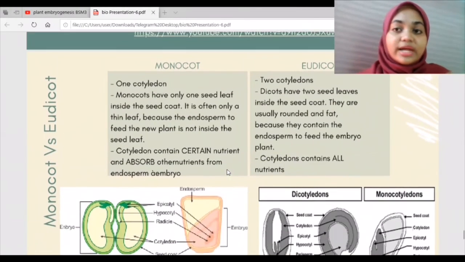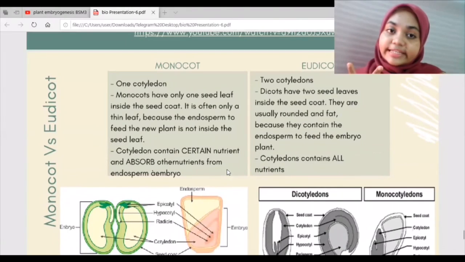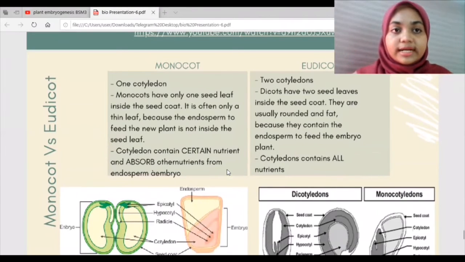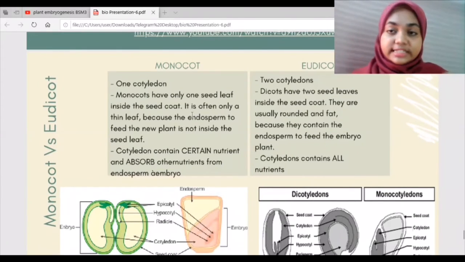Okay, we now have three differences between the monocot and eudicot seed. First, the monocot has one cotyledon, and the eudicot has two cotyledons. Then we have the seed leaf, and then the nutrients: the monocot has certain nutrients and needs to absorb from the endosperm, and the eudicot cotyledon contains all the nutrients.